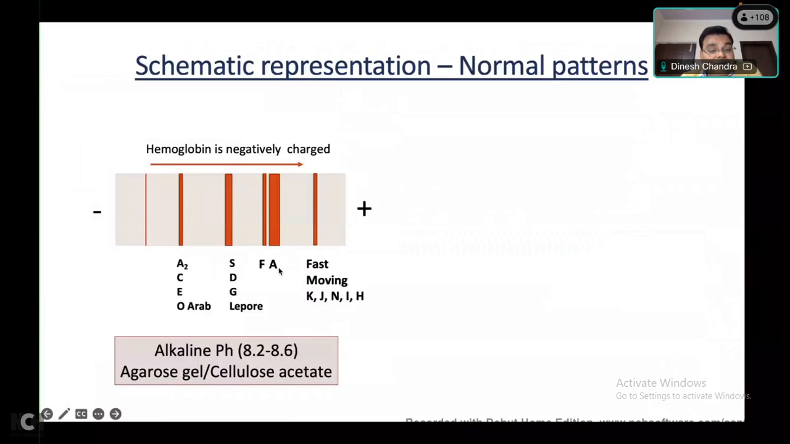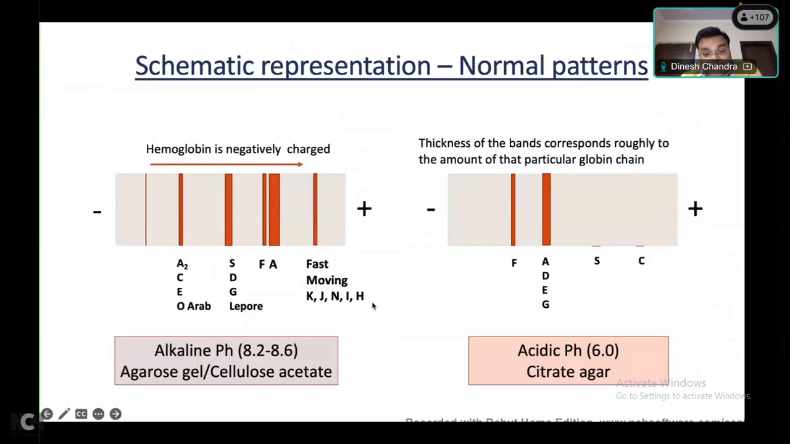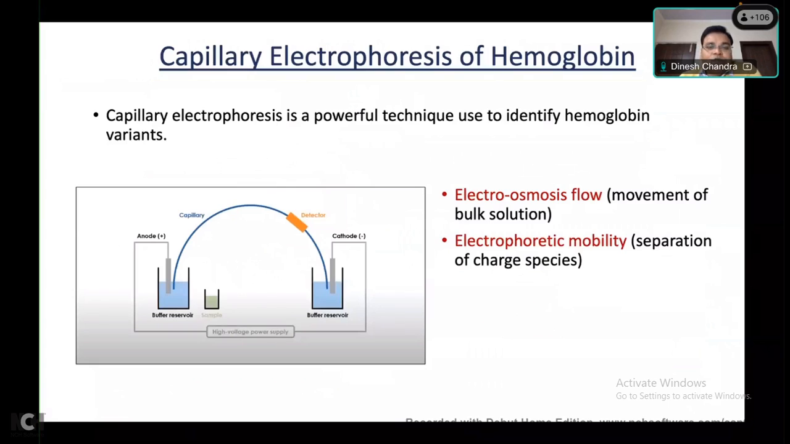Then fetal hemoglobin, then normal A hemoglobin, and fast-moving hemoglobins like J, Merit and H, etc. The advantage, in the old times when we were not able to separate S and D, is that we used this acidic pH for moving. So the next technique is capillary zone electrophoresis.